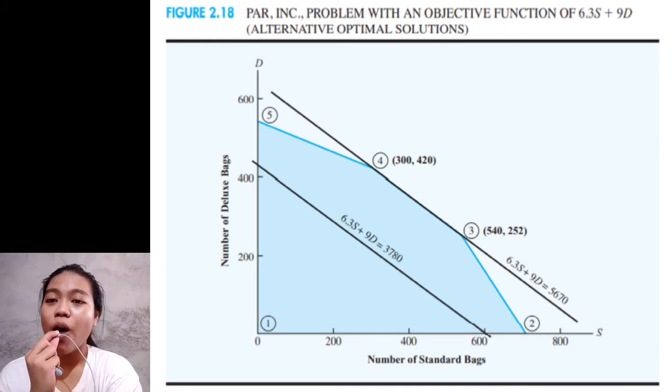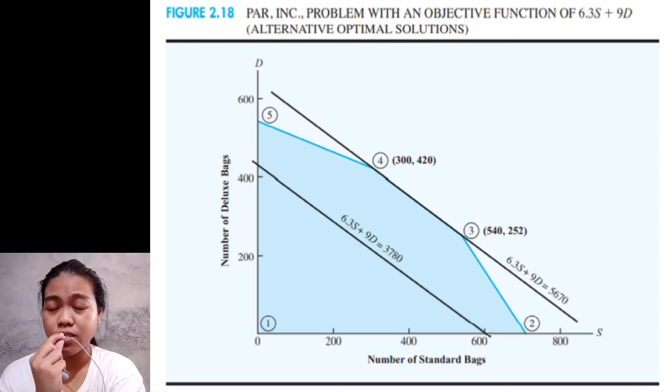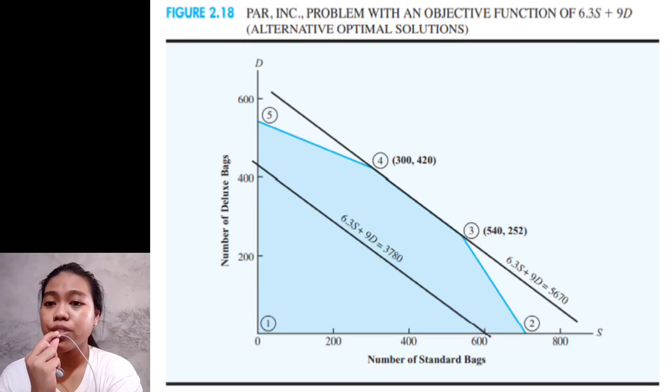Also, at extreme point 3, we can see that the standard is equal to 540 while the deluxe is 252. A linear programming problem with alternative optimal solutions is generally a good situation for the administrator or decision maker. It means that with several combinations of decision variables and optimal solutions, the manager can choose the best optimal solution. Unfortunately, to determine whether a problem has an alternative optimal solution is not a straightforward matter.